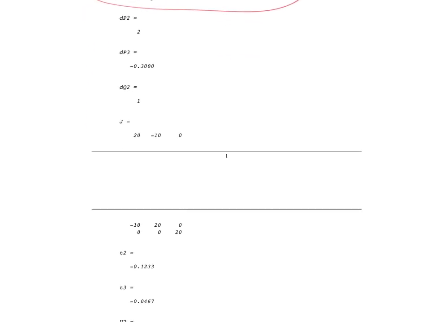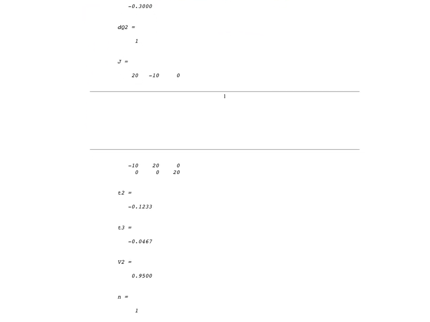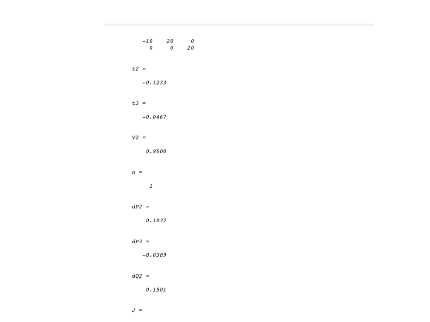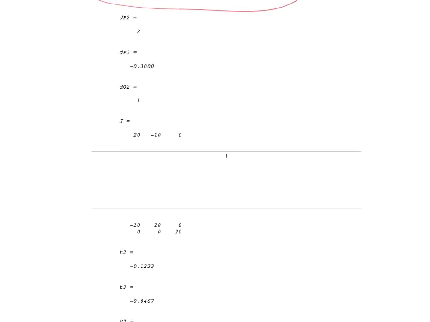Then here's my Jacobian, and sorry for the page break. That's the problem with MATLAB. It doesn't know to try to keep the matrix together, so that's why it's split on 2 pages. Then I update T2, T3, and V2. Notice my delta P2 went from 2 down to 0.1, so a pretty big change, right? Delta P2 should be 0, so 0.1 is a lot closer to 0 than 2 is.